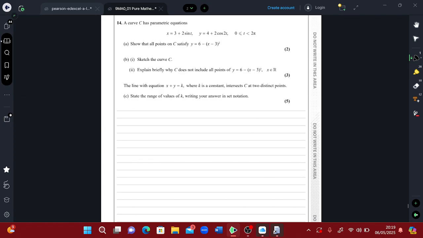And yeah, so it should be fair. It's probably going to be quite difficult, right? If it's the last one. Anyway, the parametric equations.